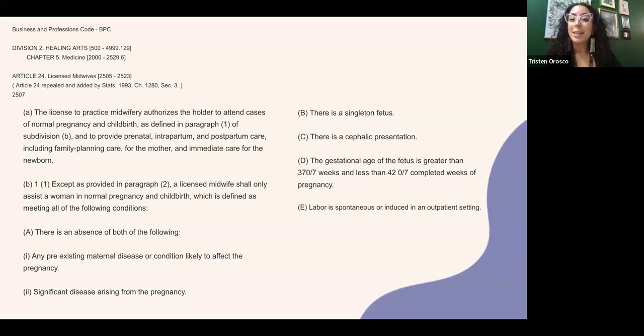The pregnancy has to be a singleton head-down baby, so unfortunately no twins and no breeches. And those that develop conditions in pregnancy like unmanaged gestational diabetes, hypertension, preeclampsia, cholestasis, and so forth would require consultation and transfer to a physician. Again, nowhere in our licensure does it say we cannot work in a hospital and continue that continuity of care for clients. There are some licensed midwives that have had privileges to work in hospitals in the state. Next slide.